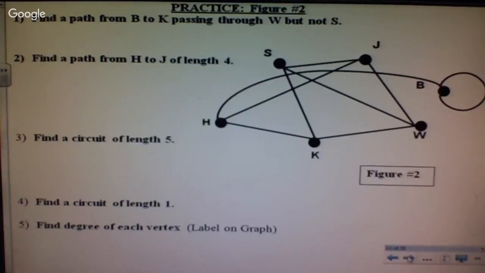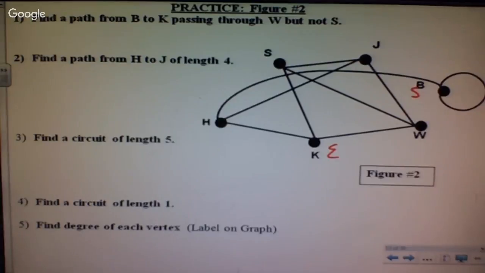Gianni, there's a graph here that we're going to use. I just wanted to make sure you saw the graph. Find a path from B to K. That means B is my starting point and K is my ending point. It passes through W, so I have to go to point W at some point, but I don't want to touch S.